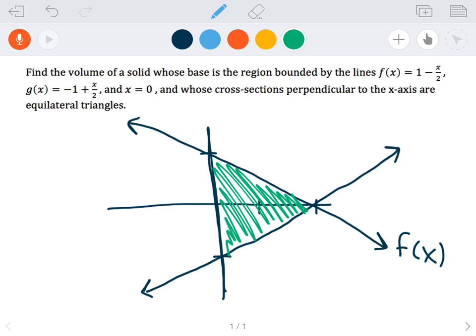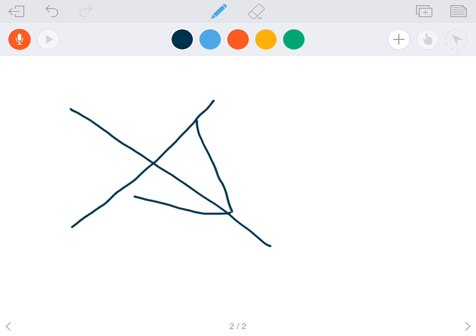Draw your base. Step number 2 is draw a cross-section, or at least imagine it. You don't have to do this part, but it's helpful to kind of see what we're doing here. I know that the cross-sections perpendicular to the x-axis are equilateral triangles. So I'm going to take my xy axis here and tilt it sideways. So now this is sort of an aerial view where I had this enclosed region.